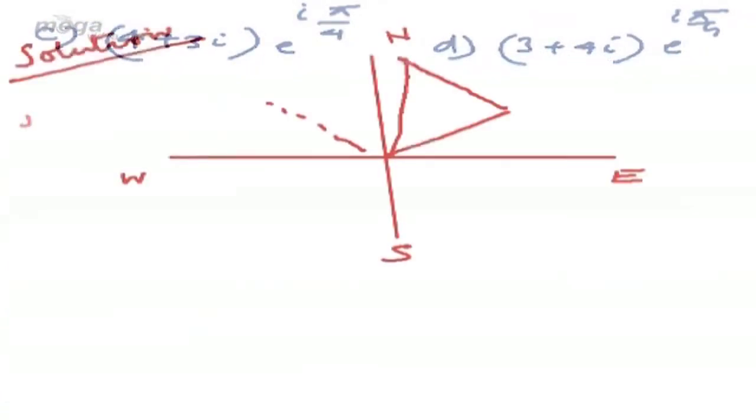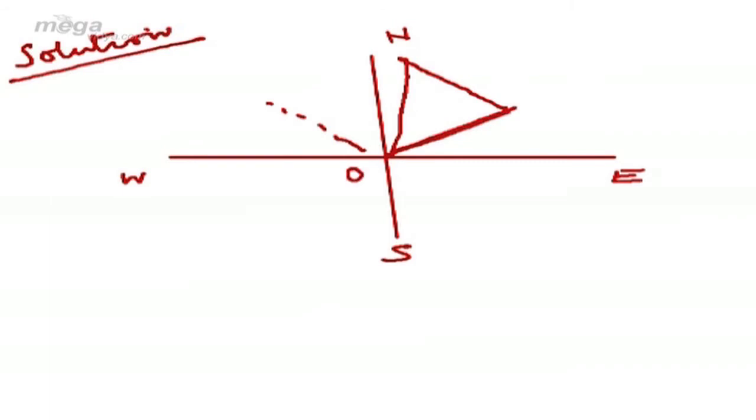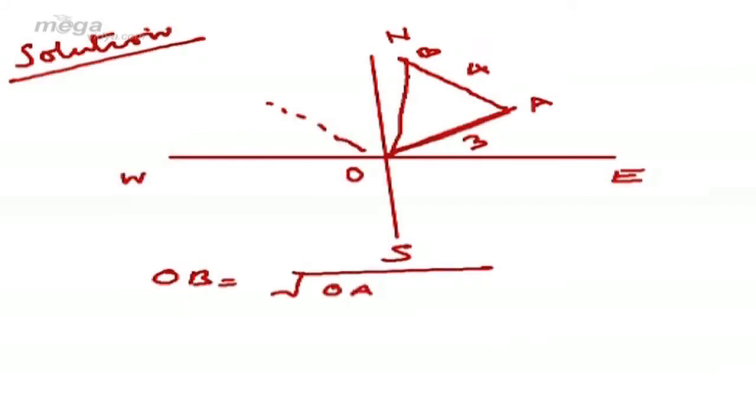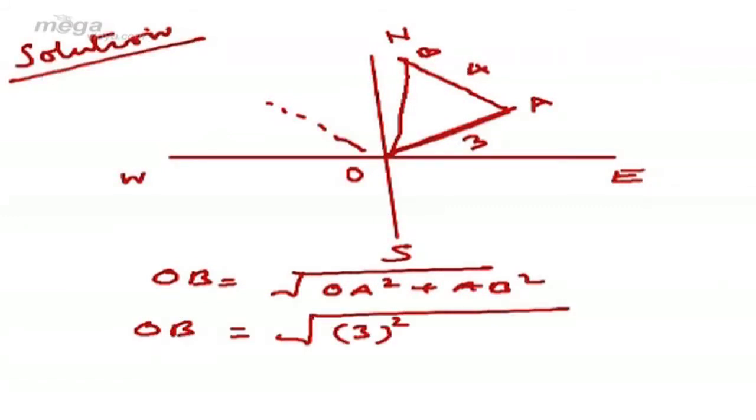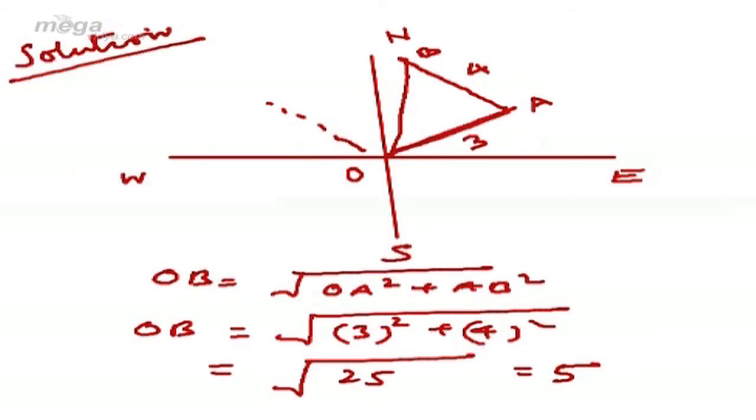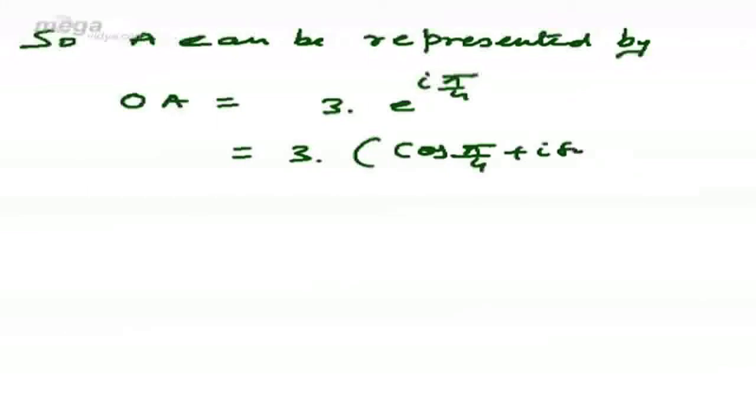Let us come to the solution. A man walks a distance of 3 units from the origin towards the northeast direction. So OB will be root of OA square plus AB square. That is, OB will be root of 3 square plus 4 square, that is root of 25, that becomes 5. Now the complex vector OA is inclined at an angle of 45 degrees with the positive direction of the x-axis. So OA will be 3 into e to the power i pi by 4, that becomes 3 into cos pi by 4 plus i sin pi by 4.